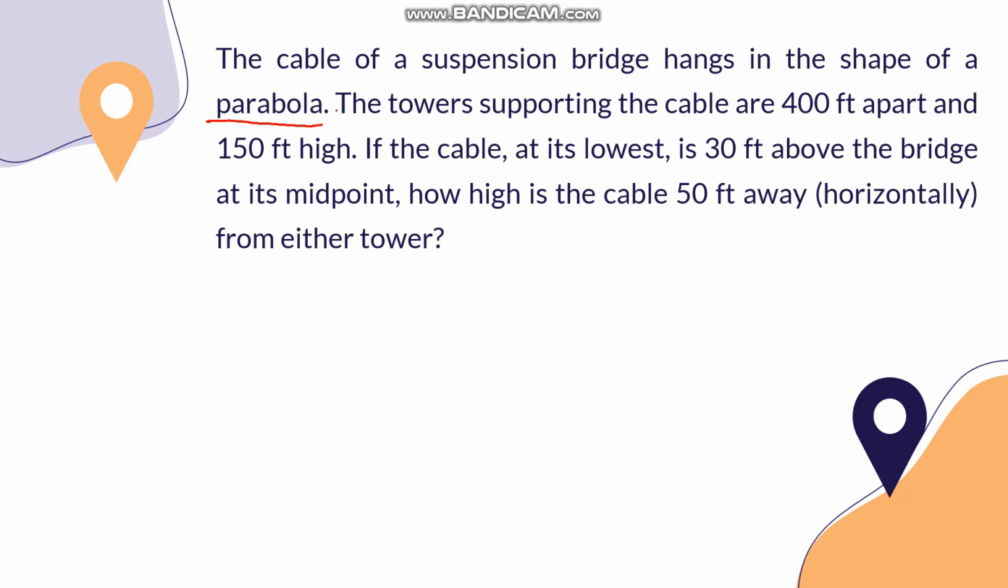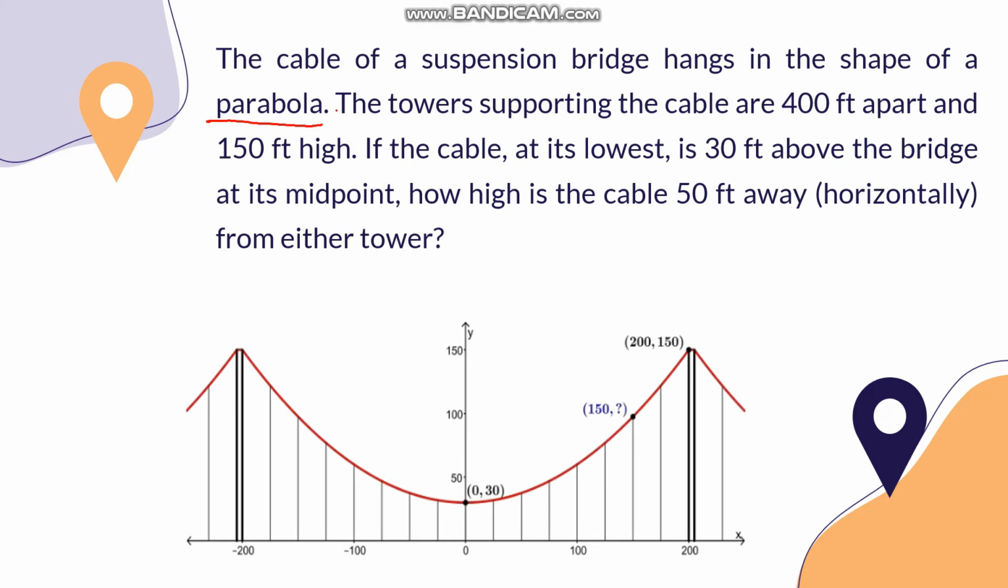So the cable at its lowest is 30 feet above the bridge at its midpoint. So we're talking about the lowest point of the cable. If we're talking about the lowest point, that means we're referring to the vertex of the parabola. So if the vertex is the lowest point, that means the parabola opens upward. And according to the problem, the lowest point is 30 feet above the bridge. So if we draw it, it should look like this.